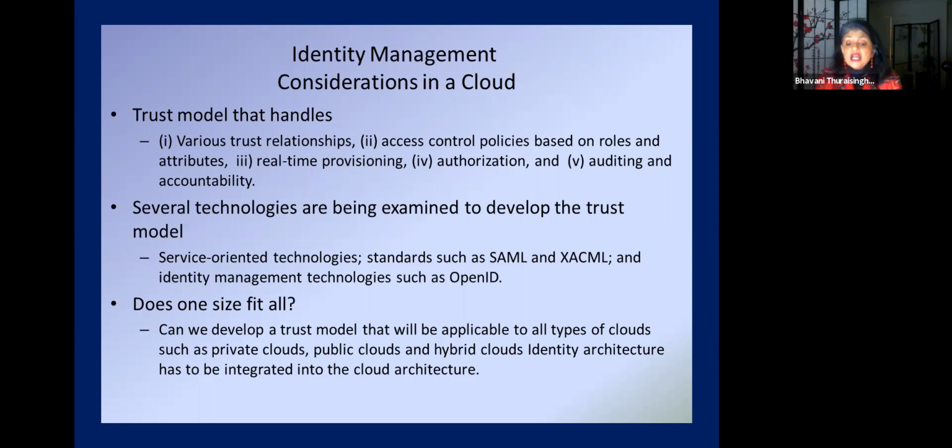And the question is, does one size fit all? It's pretty much now SAML and XACML, but is that sort of the way to go? That's the way it seems today, but does one size fit all? Can we develop a trust model that will be applicable to all types of clouds, such as private clouds, public clouds, hybrid clouds? Identity architecture has to be integrated into the cloud architecture. Okay, so all of this identity management system, so there has to be identity management integrated with the cloud architecture.